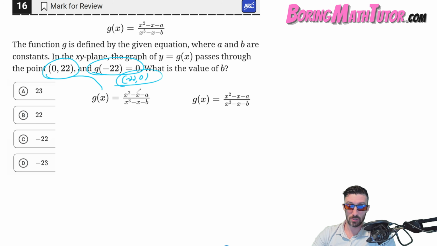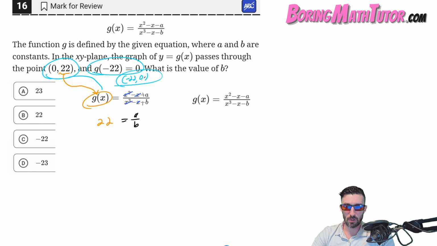So that means I'm going to put a 0 wherever there's an x. So that means I just ignore all of these. Those will just turn into 0. Negative over negative will cancel out, and you'll have a over b. And I still got to plug in the 22 for my y value, or my g of x in this case. So now I have 22 equals a over b. Okay, but now let's move on to plugging in the other point.